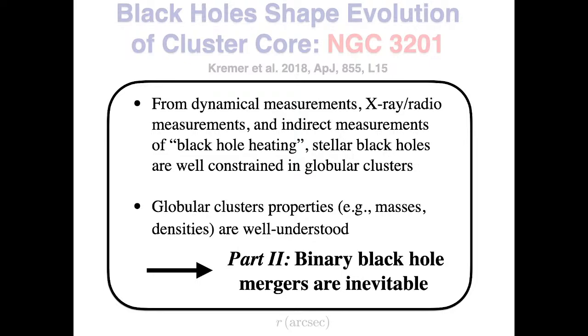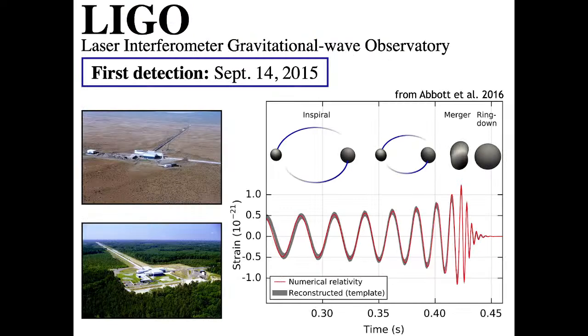Potentially, how does it compare to the rates that have been observed by LIGO? And also, what are the properties? What are the masses, et cetera? So this transitions to part two of this talk, which is now the implications for LIGO and the implications for forming gravitational wave sources.